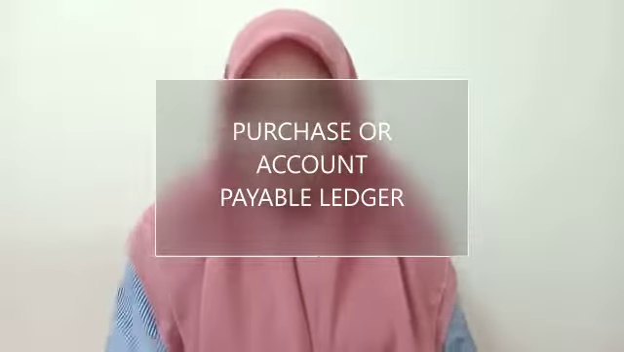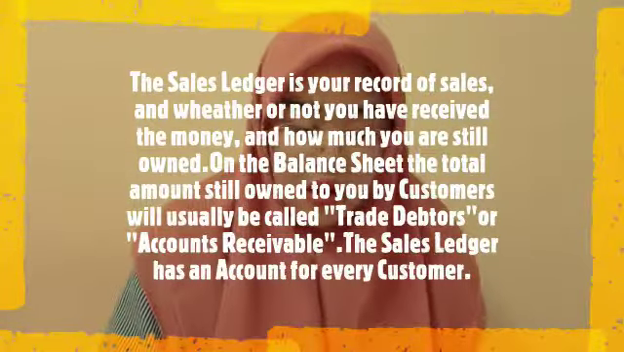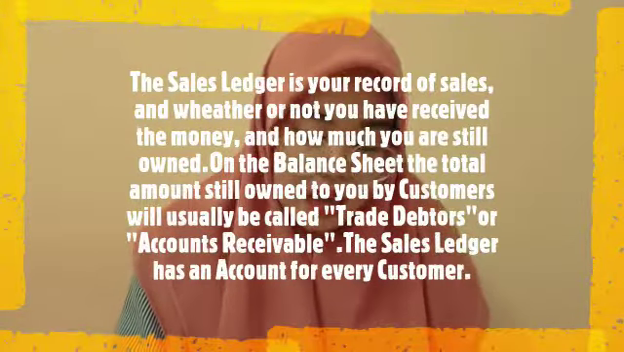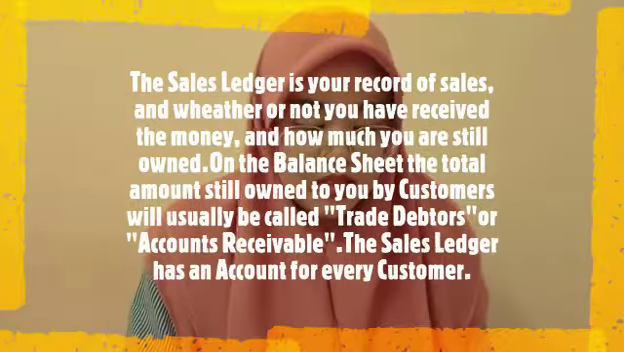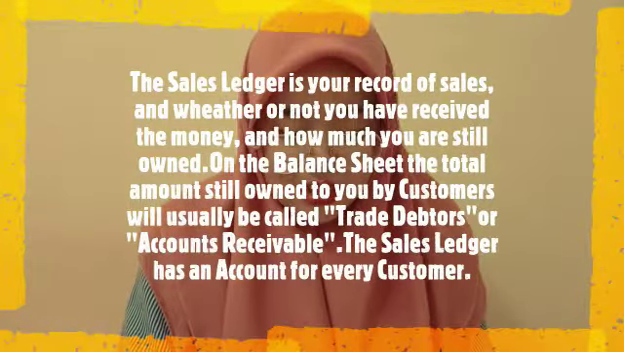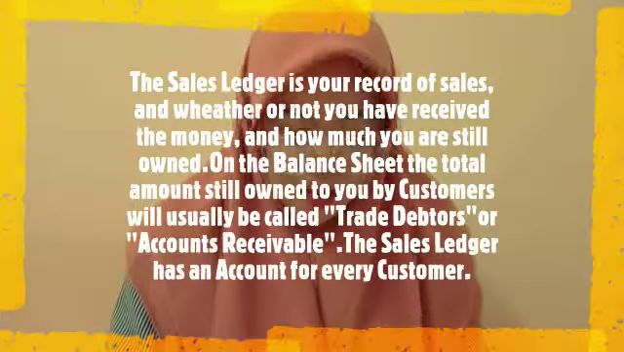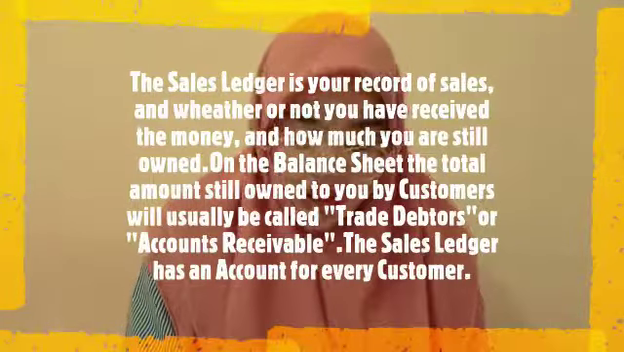Okay. Purchases or accounts payable ledger. The sales ledger is your record of sales and whether or not you have received the money and how much you are still owed. On the balance sheet, the total amount still owed to you by customers will usually be called trade debtors or accounts receivable. The sales ledger has an account for every customer.